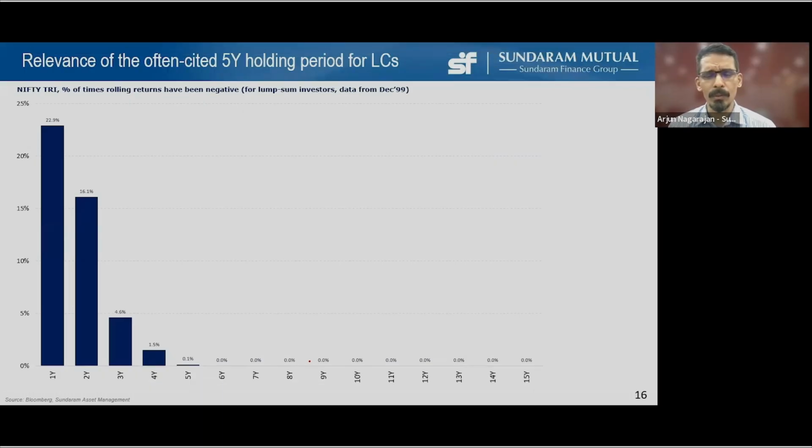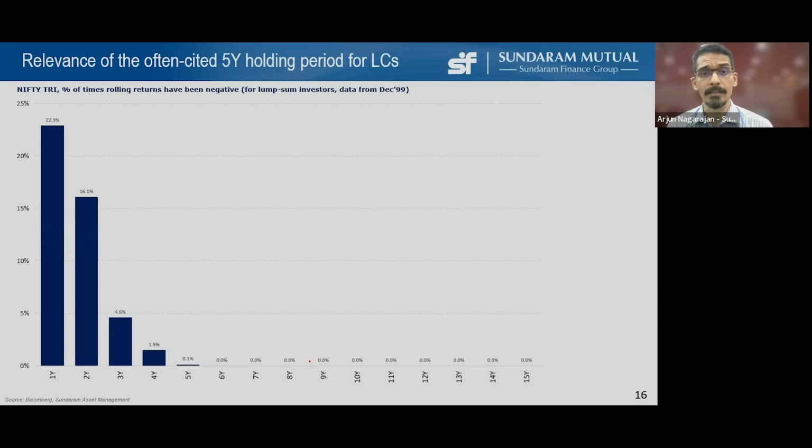We'll just talk about two key charts that are extremely important from an investing point of view. Now, you often hear financial advisors and even fund managers talking about how 3 to 5 years, 5 years, is a time frame that everybody talks about, saying at least stay invested for a 5-year period or more. This is a number that you keep hearing.